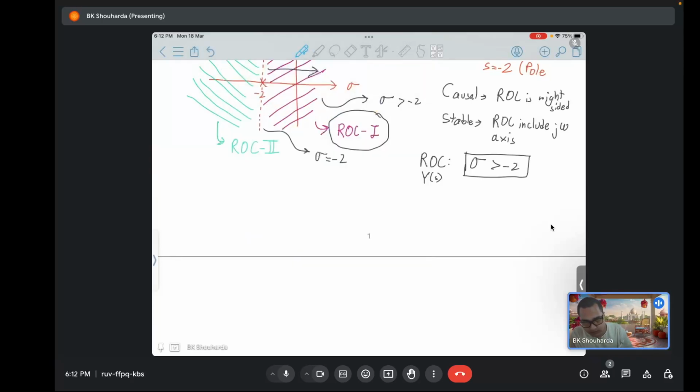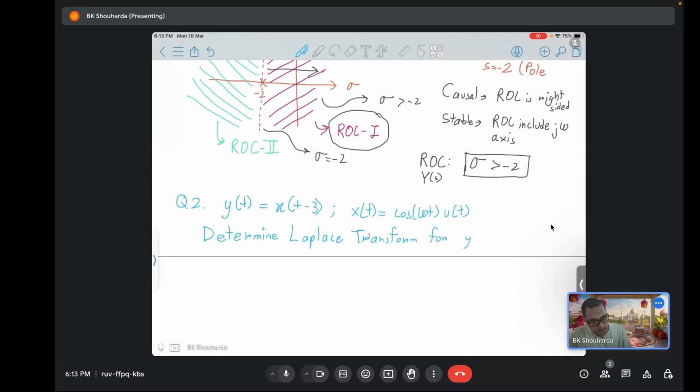Now let's look into the second question. We are given that y of t is x of t minus 3, and x of t is cos omega t u(t). Now we have been asked to determine the Laplace transform for y of t. How do we approach it?